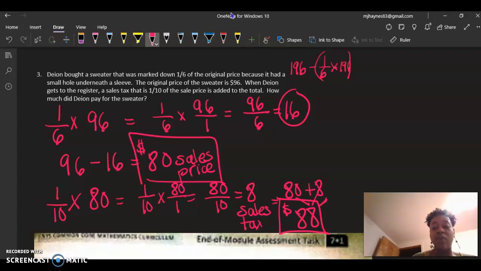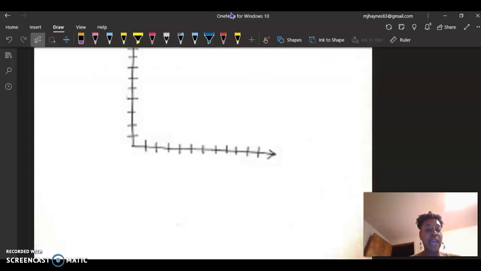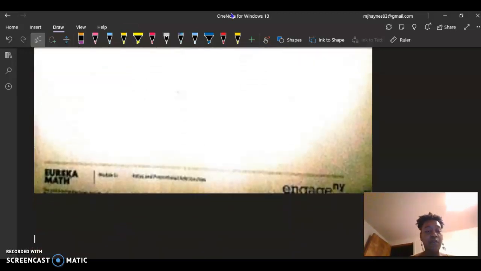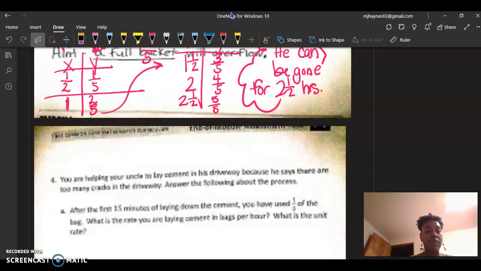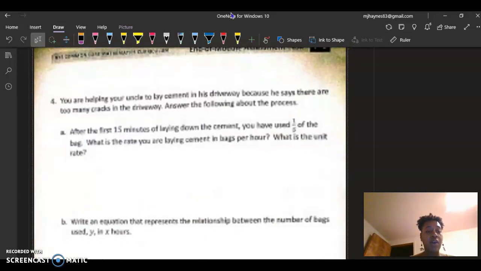Okay, I can't write over here if you see because my screen is cracked. You can't see that. Okay, take a minute and look at number 4. All right, number 4.